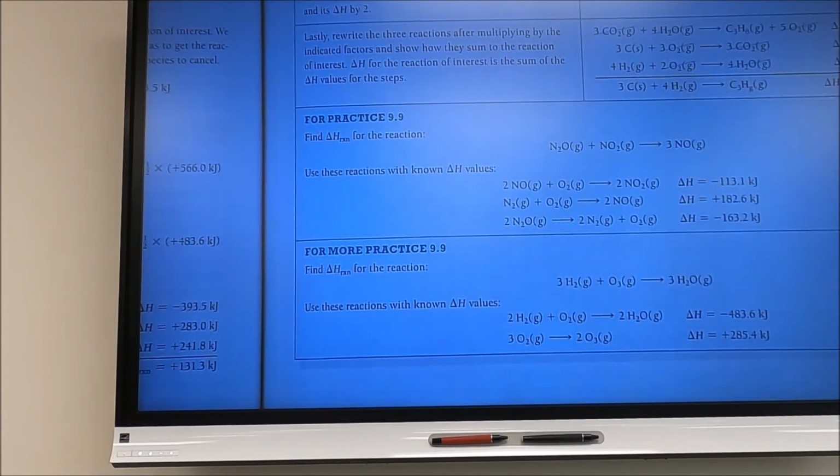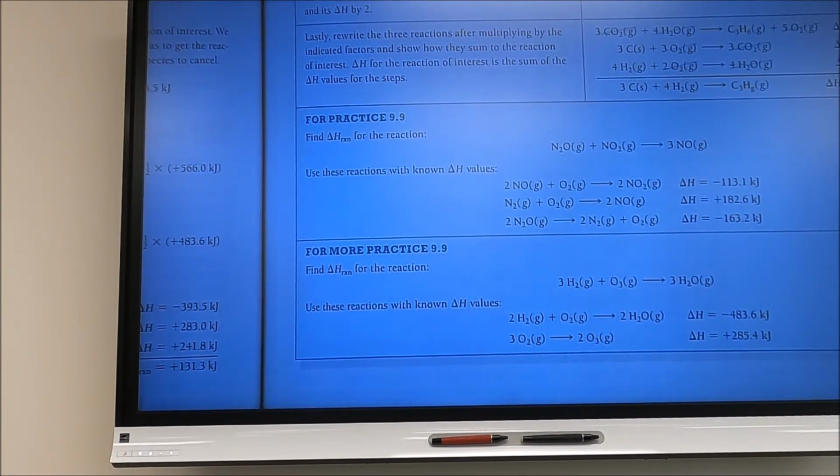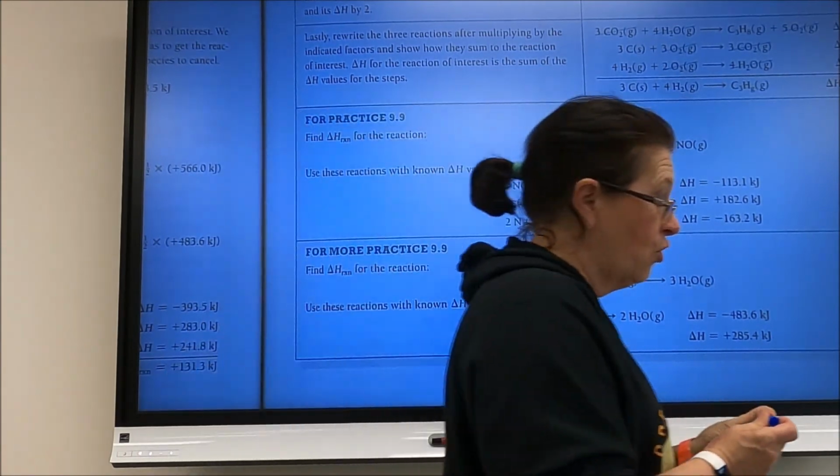Okay, it says find delta H for the reaction, giving that reaction 2 dinitrogen monoxides plus a nitrogen dioxide going to 3 nitrogen monoxides. And we're given the reactions: 2 nitrogen monoxides plus an oxygen goes to 2 nitrogen dioxides, and then a nitrogen plus an oxygen goes to 2 nitrogen monoxides, and 2 dinitrogen monoxides goes to 2 nitrogens plus an oxygen. Boy, say that 3 times fast. All right, guys, so what we're given here is our target reaction. That's the reaction that we're trying to create.